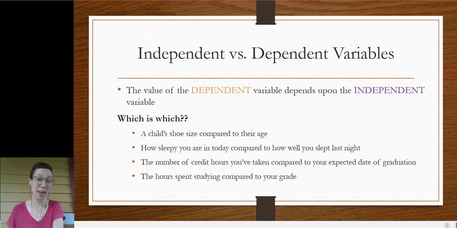So shoe size depends on child's age, right? Like a 6-year-old child is going to have a vastly different shoe size than a 2-year-old child. So the shoe size is going to be dependent upon the independent variable of the child's age.